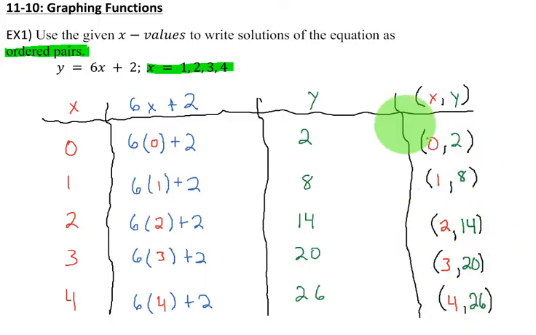Cool stuff, guys. So we can use functions to create ordered pairs. And once this information's graphed, we can use the information that's graphed to better understand the function you're dealing with. Cool stuff. I'll see you in another video.